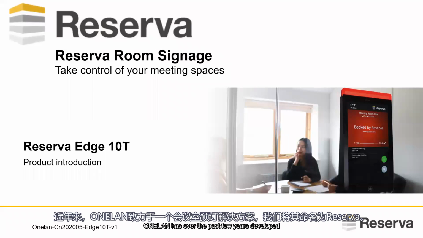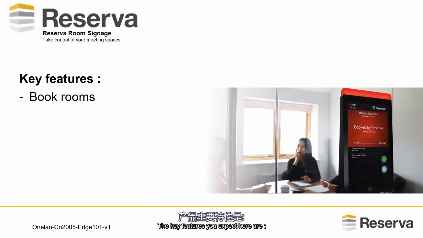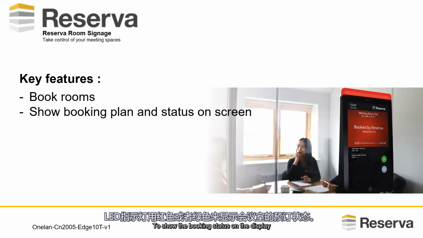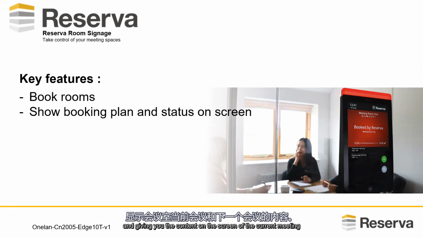OneLAN has over the past few years developed a meeting room booking solution that we branded Reserva, the product name Reserva Edge that you see here on the picture, and is becoming very popular on the market. The key features you expect here are to allow you to make the booking for your room, to show this booking status on the display with a LED light showing green or red, and giving you the content on the screen of the current meeting and the next meetings in the planning.